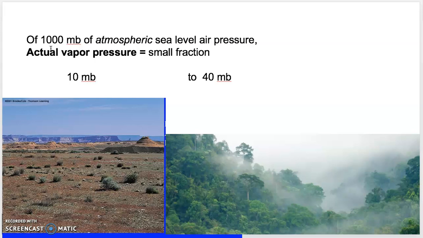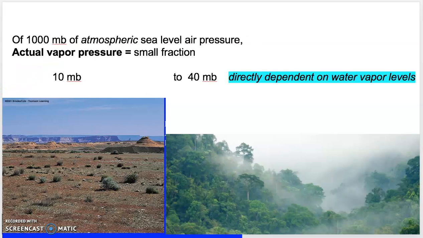So this is what we call atmospheric vapor pressure. We also call it actual vapor pressure. So you can think of the two A's. Atmospheric vapor pressure is actual vapor pressure, and we're going to be using the term actual vapor pressure. And when we think about this, we think about the fact that this actual vapor pressure is entirely dependent on water vapor levels in the atmosphere.